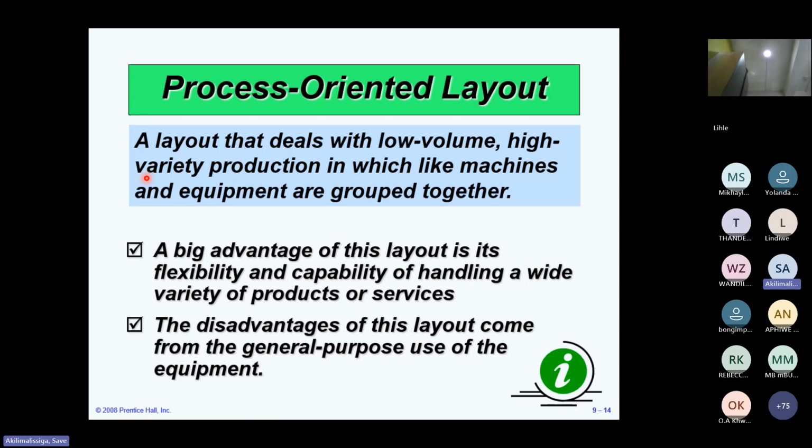So I was saying that some of the concepts here, we have already seen them. So this is just to tell you that chapters in your textbook are interrelated, so they are not standalone chapters. Some of the concepts that you will see in chapter 2, chapter 7, they might be repeated in another chapter, but from a different angle, right? So that's why here you have a process-oriented layout, and it's also one of the process strategies. It's a layout that deals with low volume, high variety production in which like machines and equipment are grouped together, right?